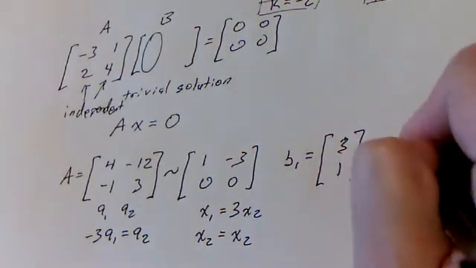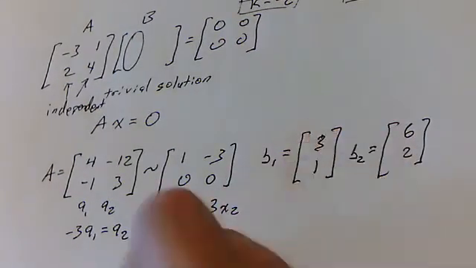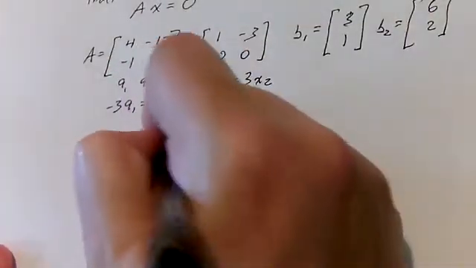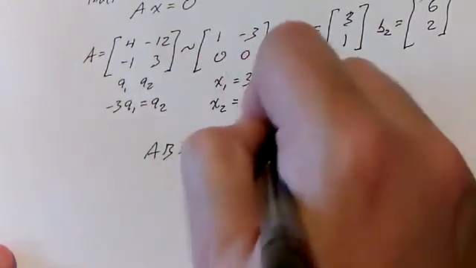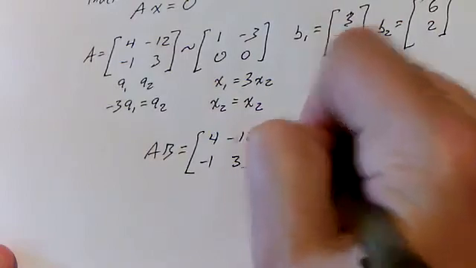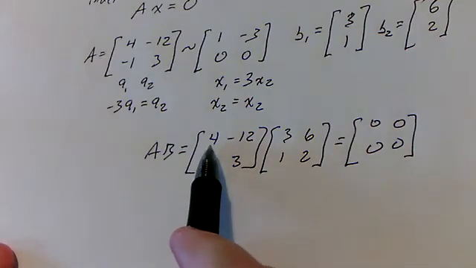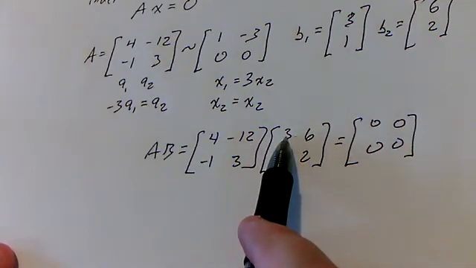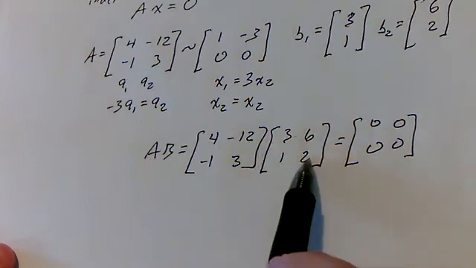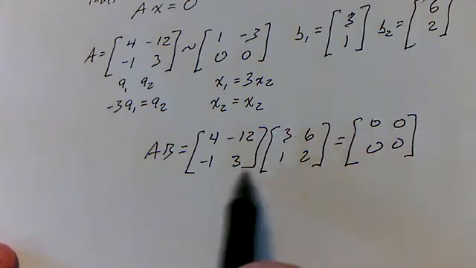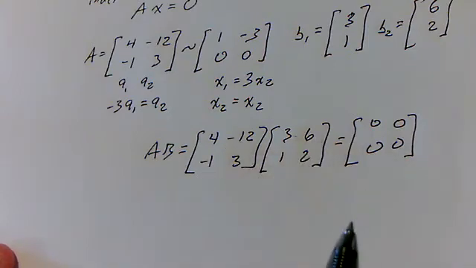Then if I need unique vectors, maybe I don't want the same vector each time, we can just multiply those results by 2. So the matrix B that will work here, if I do A times B, where A is 4, -12, -1, and 3, and B is 3, 1, 6, 2. Those will multiply to the zero matrix, because 4 times 3 is 12, -12 times 1 is -12, that's 0. 4 times 6 is 24, -24 is 0. -3 and 3 is 0. And then second row, second column, -6 and +6 is 0.